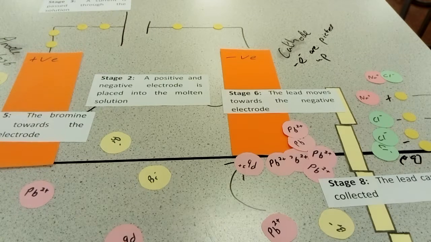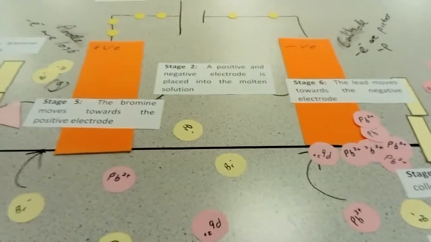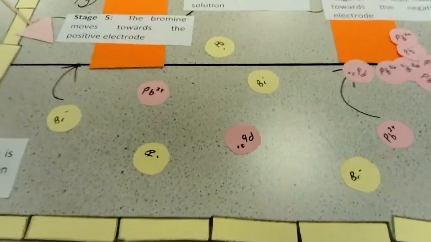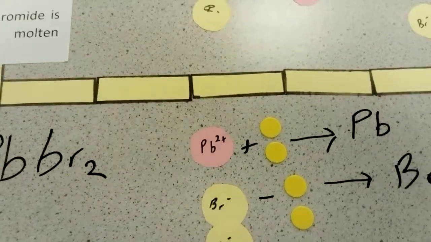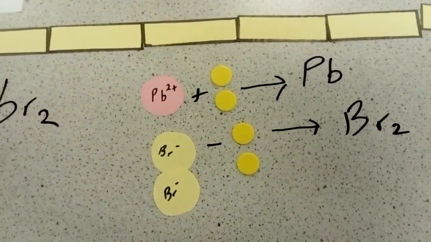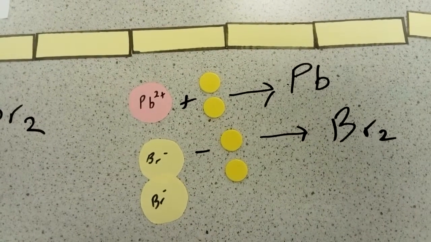So we can think about this loss and gain of electrons in terms of half equations. And the example that I wanted to look at is lead bromide. Lead bromide has the formula PbBr2. So we have two bromine ions and one lead ion.